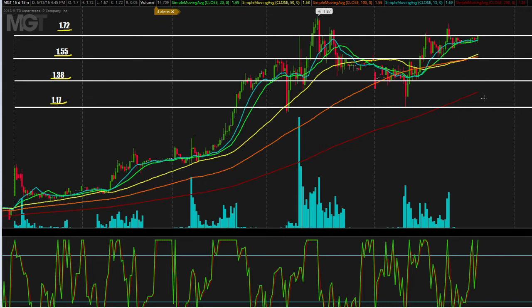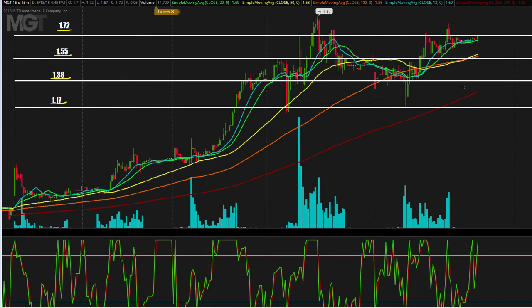Now that said, let's take a look at the moving averages. They're still in the perfect bullish pattern. We got the 200-day red, the 100-day orange, the 50-day yellow. The green and blue lines are touching each other. So we just need to see that blue line break to the upside, and then we'll be right back in our ultimate perfect bullish pattern of having all the fast moving averages above the slow.